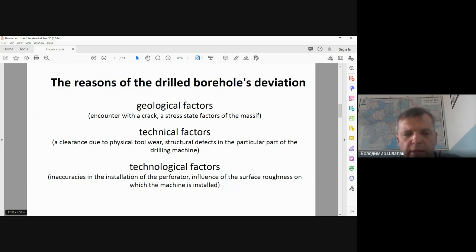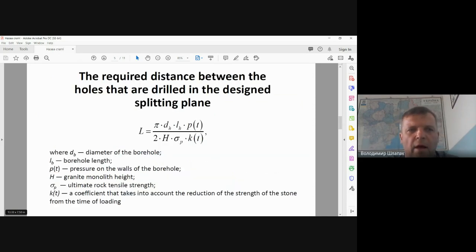and the last are technological factors such as inaccuracies in the installation of the perforator, and the influence of the surface roundness on which the machine is installed. One of the impact technological parameters of the extraction of granite blocks is the required distance between the holes that are drilled in the design splitting plane.